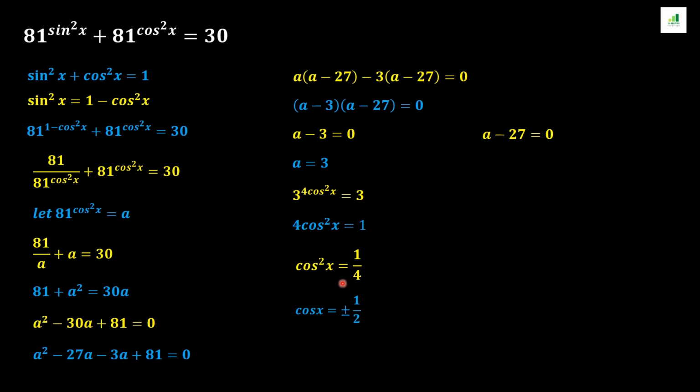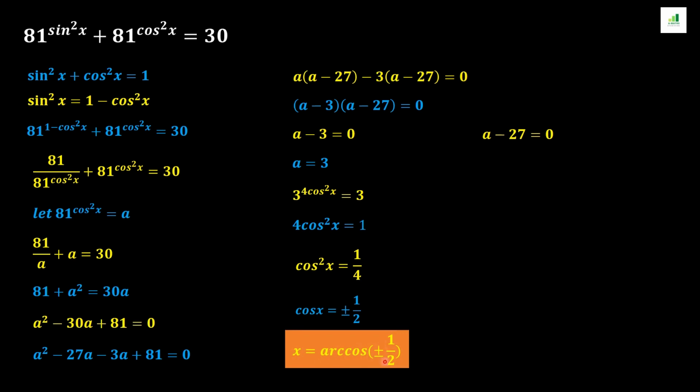Now we apply root on both sides of the equation, and we will get cos x is equal to plus minus 1 over 2, because the root of 1 is 1, but the root of 4 is equal to 2. Now we will apply cos inverse on both sides of the equation. The cos inverse and cos will cancel out, and x will be equal to arc cos of plus minus 1 over 2.